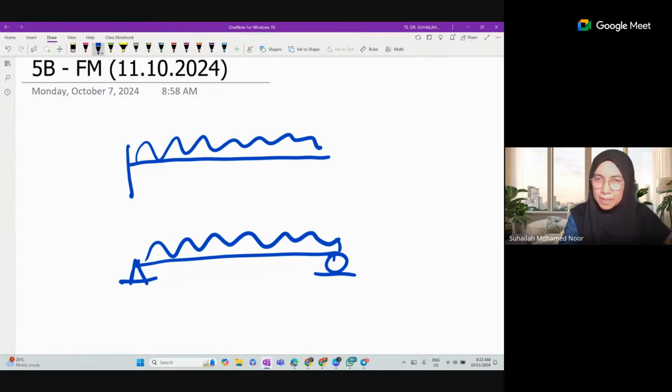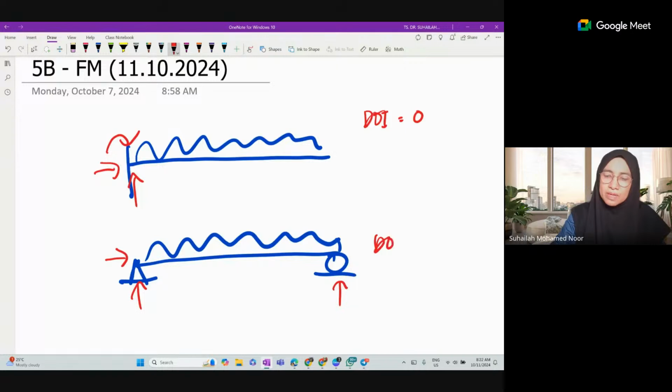in solid mechanics. In the first diagram, it is a cantilever beam because there are three unknown reactions at the fixed support, and the second one is a simply supported beam, one fixed, one roller. So there are three unknown reactions. That's why the DOI for these two is 0. These two types of beam are simply the determinate beams, one is a cantilever beam, one is a simply supported beam.